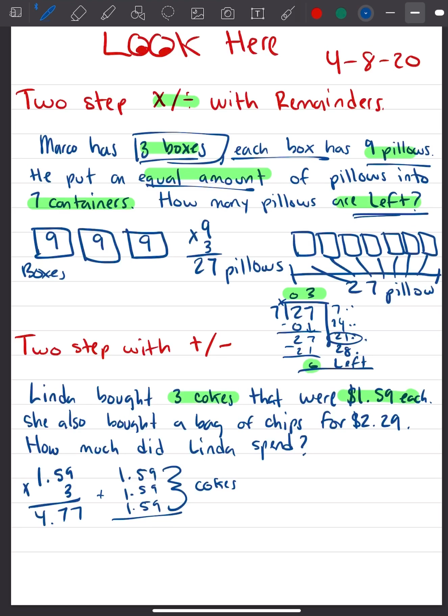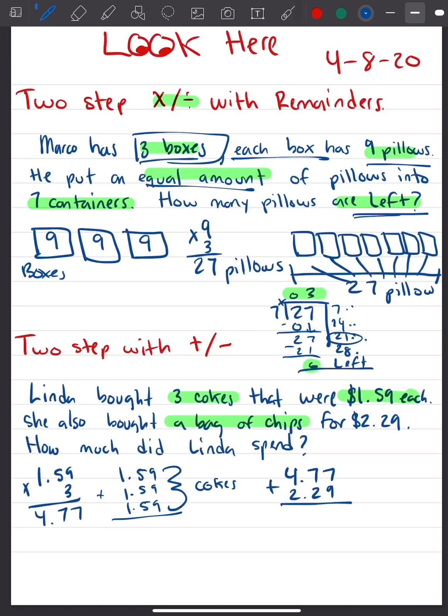Now, am I done? Is the question asking how much did Linda spend on Cokes? No, they want to know how much she spent in total and everything. She also bought a bag of chips. Now, notice that it says a bag of chips. How many bags of chips is that? It's only 1. So I'm going to take my 477 and I'm going to add it with my chips to find my total.